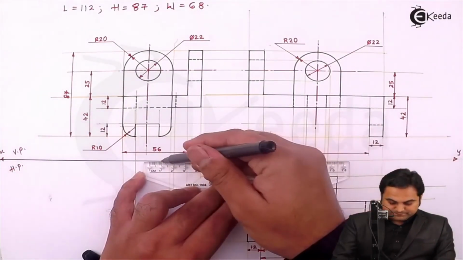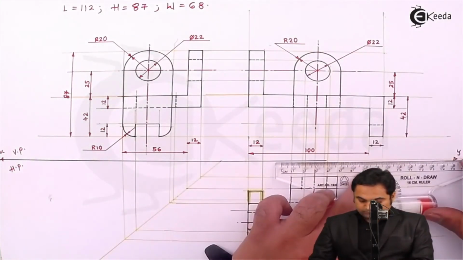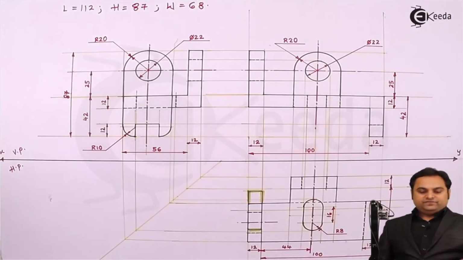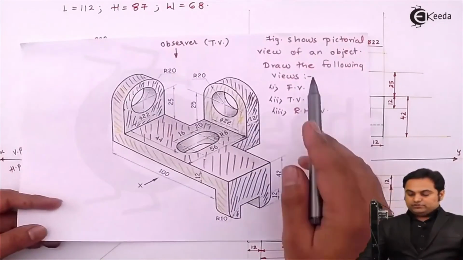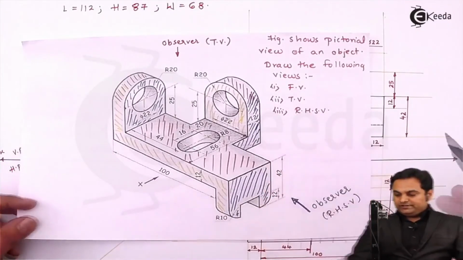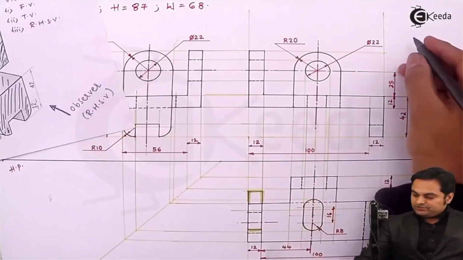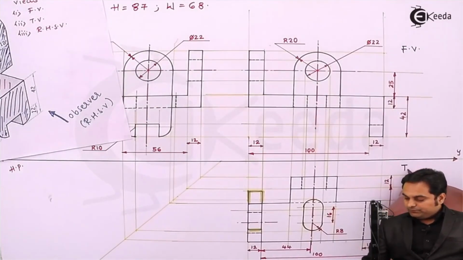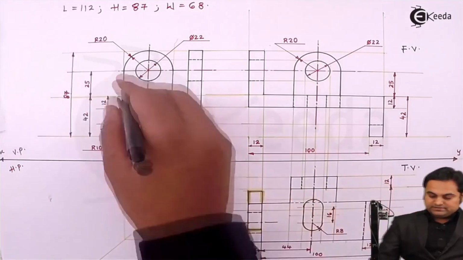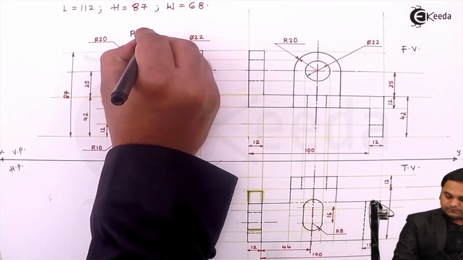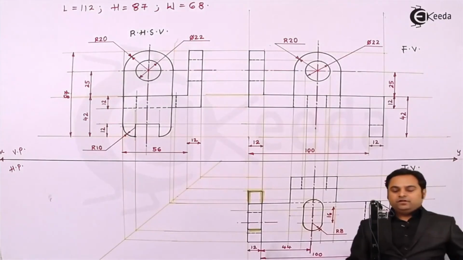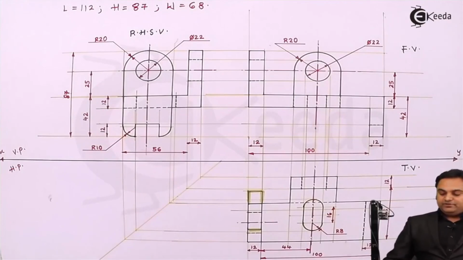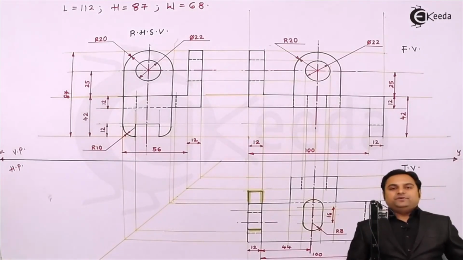After that, drawing the XY line, dark. As we see in this question, the question was to draw the following views: front view, top view, and right hand side view. So here I'll mention that this is the front view. Here we have the top view, and this is the right hand side view, which is drawn on the left hand side by the first angle method of projection. With all the views completed and the dimensions over, I can say that the problem has been completed.